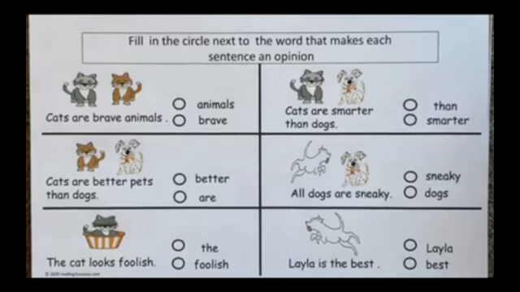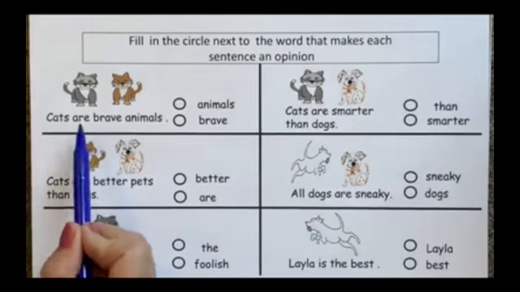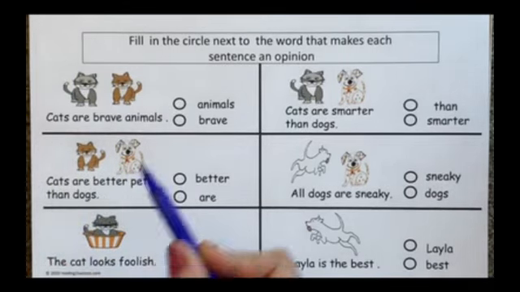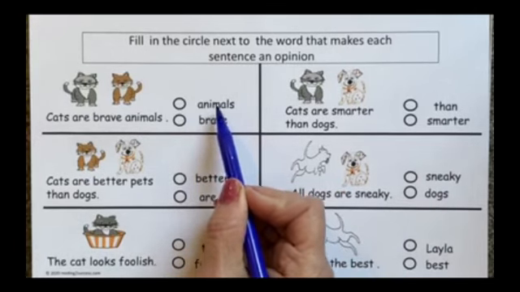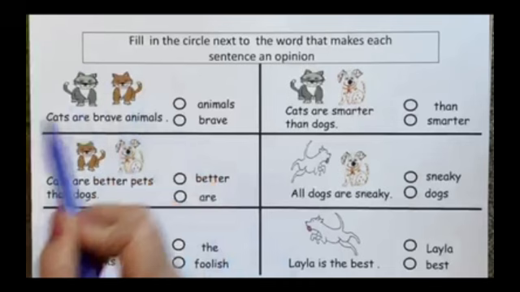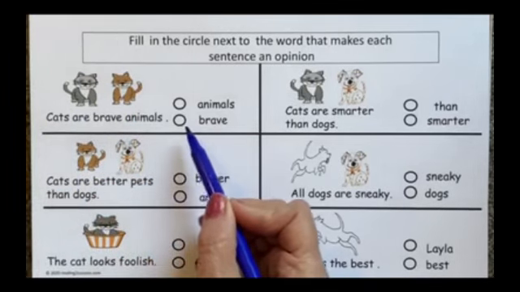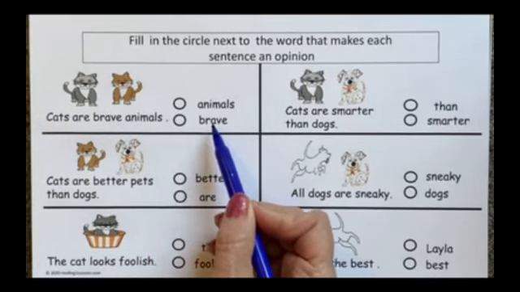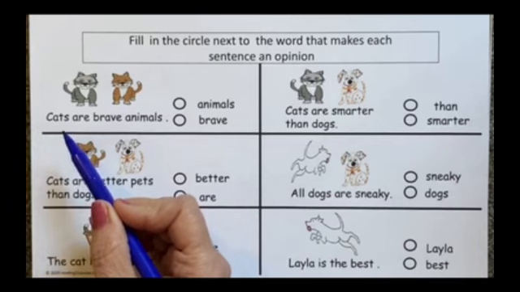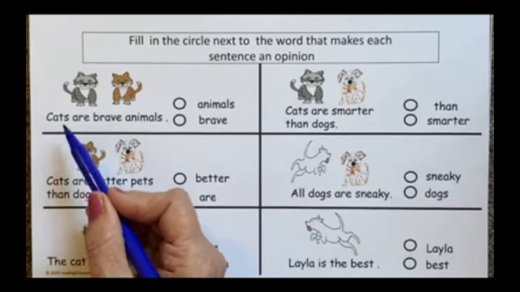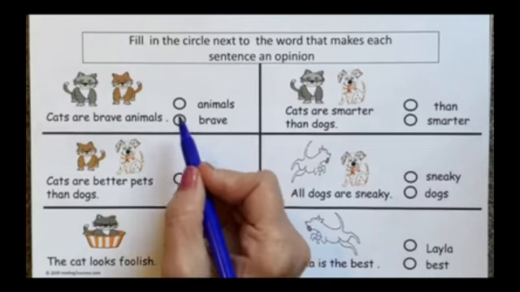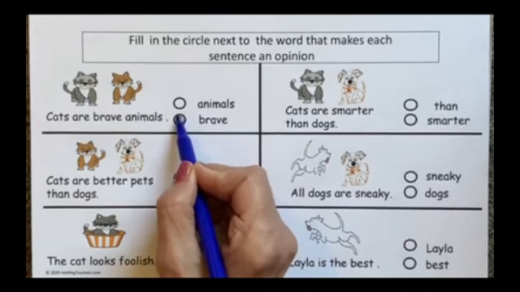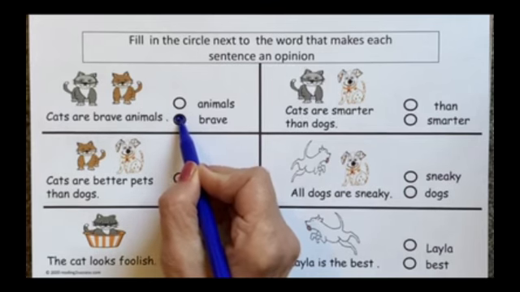So let's look at our first sentence. Cats are brave animals. Our choices are animals and brave. The word animals is not going to change because cats will always be animals. So the one that is an opinion is brave. Someone else might think cats are not brave. They might think cats are scared animals or afraid. So brave is the one that is an opinion and could change with different people.